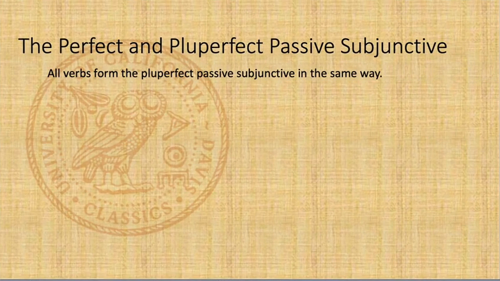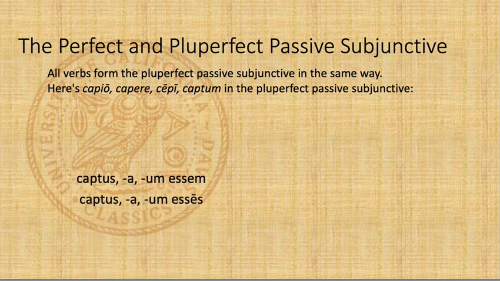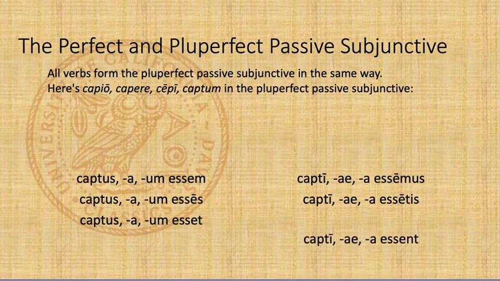All verbs form the pluperfect passive subjunctive in the same way. Here's capio, capere, cepi, captum in the pluperfect passive subjunctive. Captus, capta, captum essem. Captus, capta, captum esses. Captus, capta, captum esset. Capti, captae, capta essemus. Capti, captae, capta essetis. Capti, captae, capta essent.